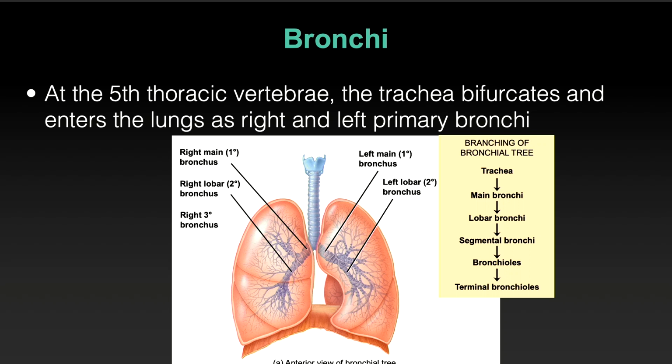Lobar bronchi indicate bronchi that supply the lobes. The name indicates where the airway is headed. There are 3 lobes in the right lung and 2 in the left, so 3 lobar bronchi in the right and 2 lobar bronchi in the left.